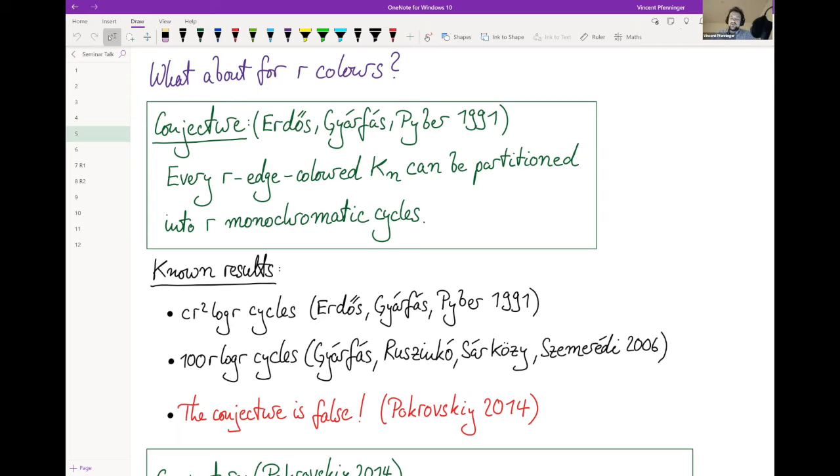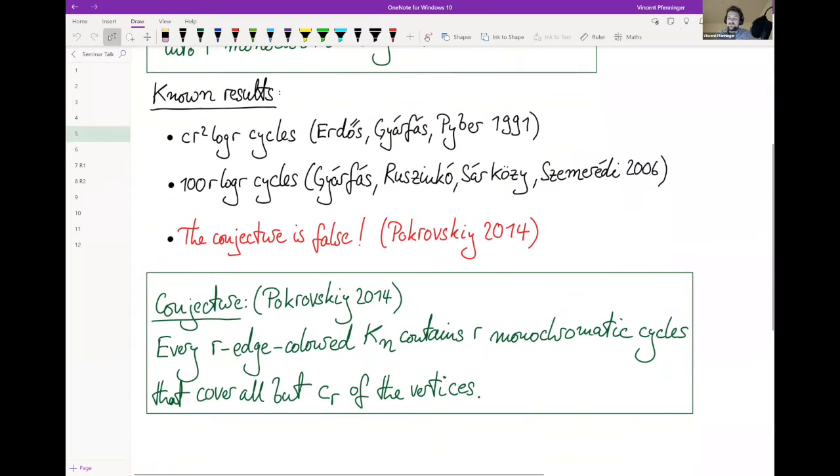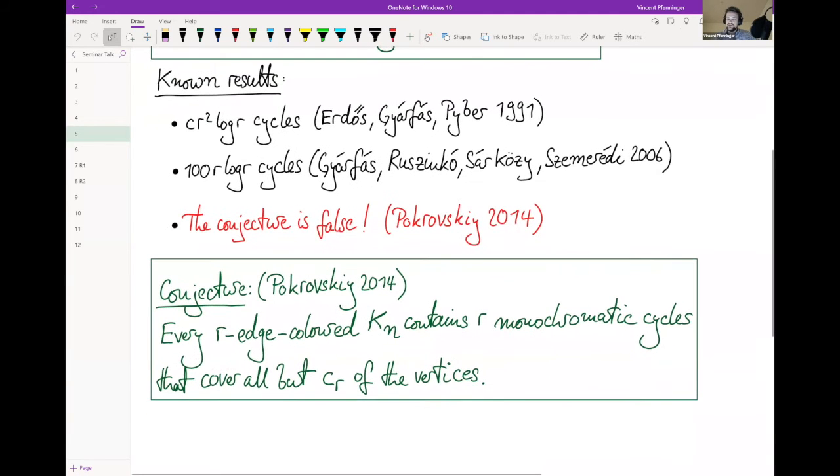But then actually it turned out that this conjecture is false. Namely, Pokrovskiy showed that there are counterexamples for all r at least 3, where there's at least one vertex that you cannot cover with r monochromatic cycles. Okay, so he made a new conjecture saying that every r-colored Kn contains r monochromatic cycles that cover all but a constant number of the vertices. And he has since proved this for r equals 3, but it is still open for larger r.